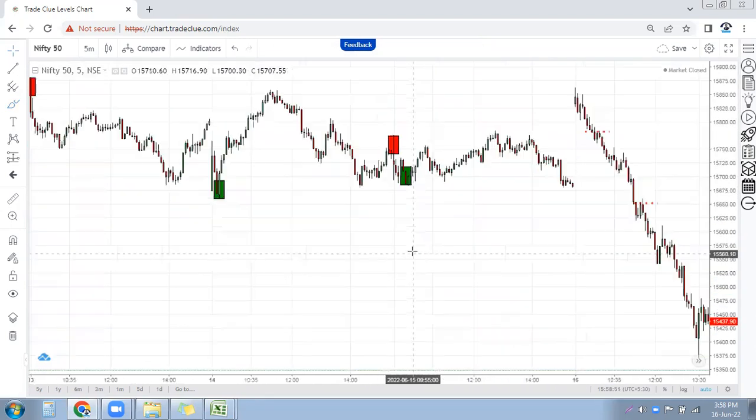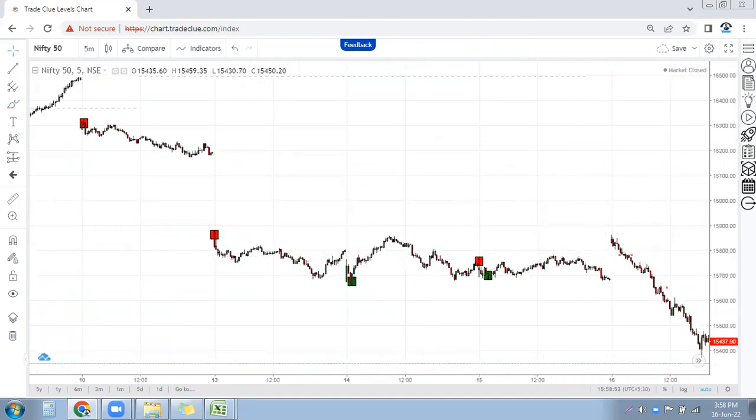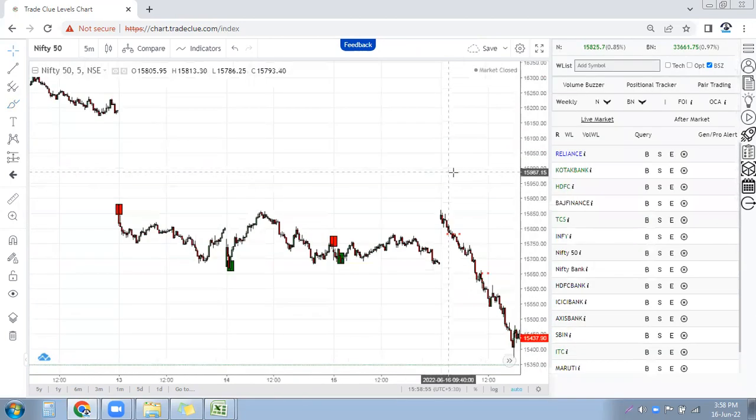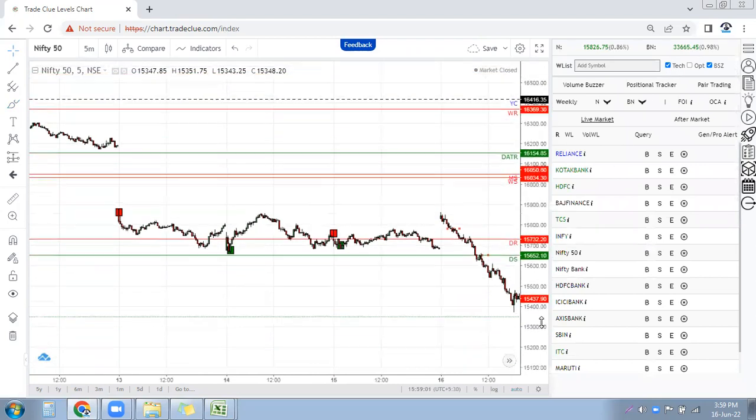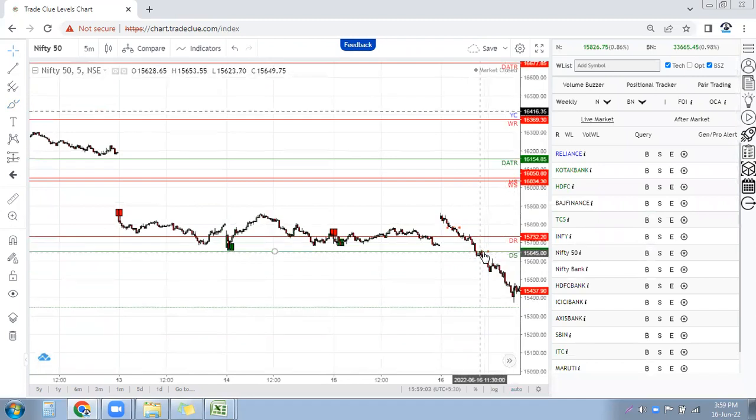Now, apart from these dotted lines and the box, you also have other levels like technical levels, which basically gives you resistance and support. All the lines which are in green, obviously they will act like support, but once the support is breached, then you will have further downside. And all the levels which are in red in color, they will act like resistance. Now, these are technical levels which are there.